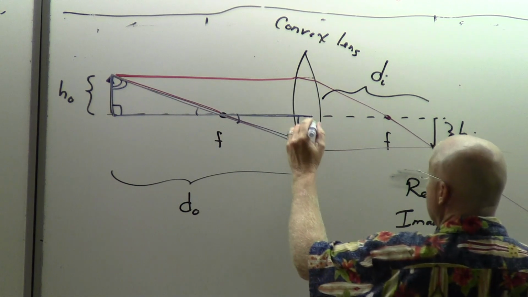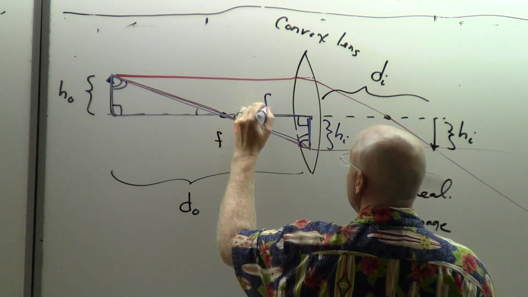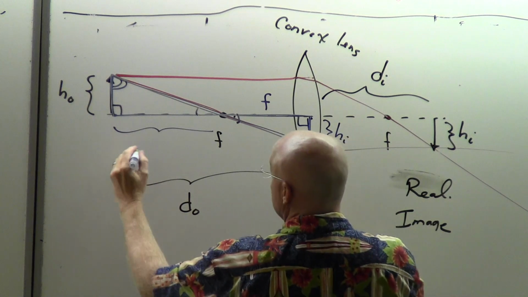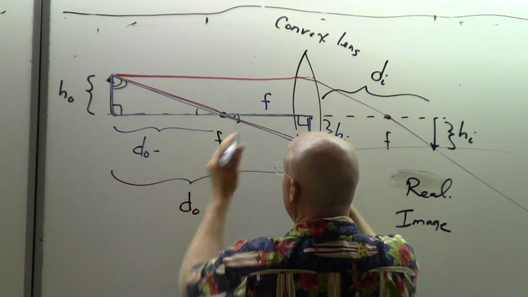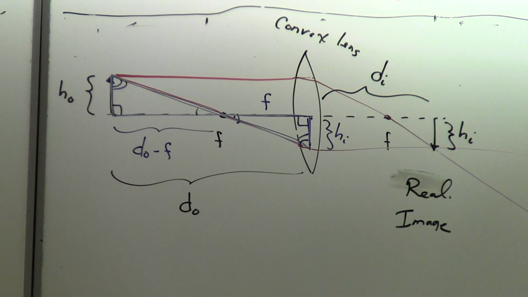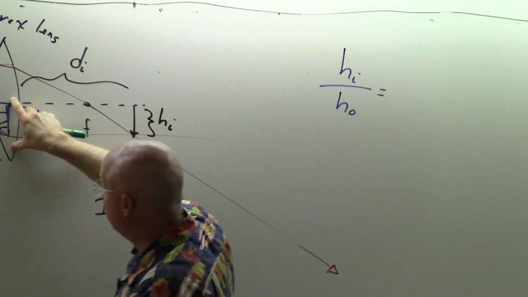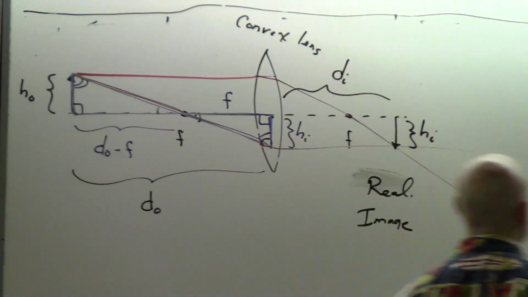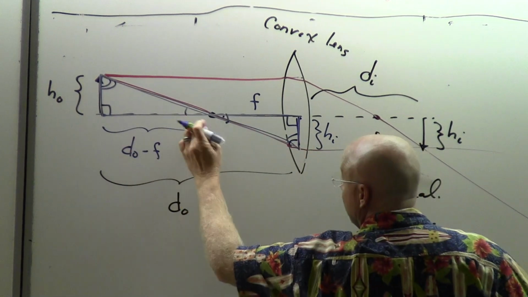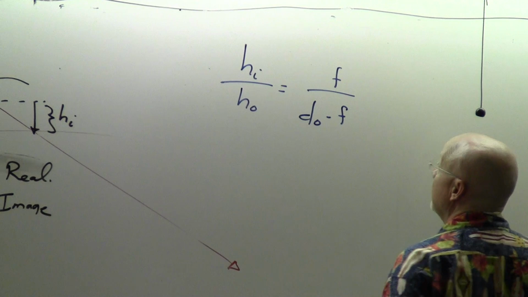And so this right here is the height of the image. From here to here is the focal length. That means this distance would be the object distance here, that's this whole thing, minus the focal length. And so if I set up my first equation in blue, I would go: the height of the image is to the object as the focal length is to this distance, which is object distance minus focal length.